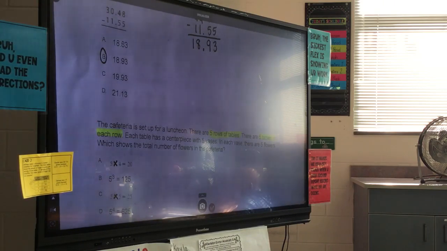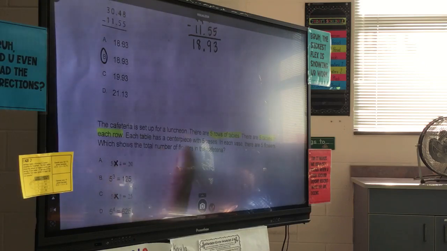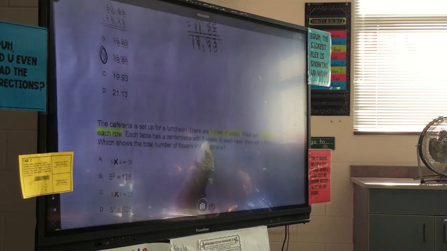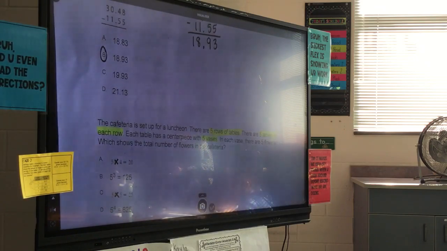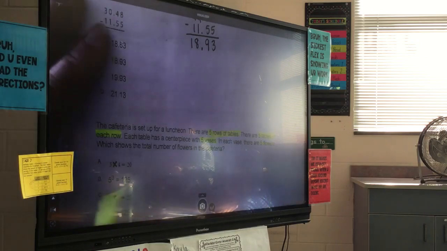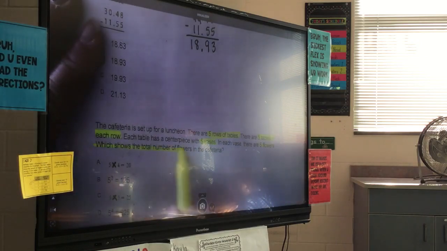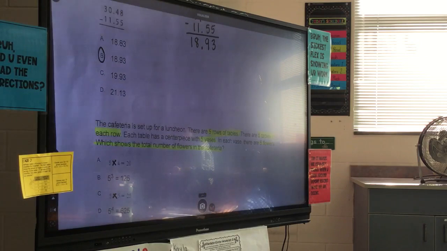What's important? The first one is the question. No, baby, we're right here. Each table has a centerpiece with 5 vases. What's important in that one? The 5 vases. Okay. 5 flowers. All right. Then it says in each vase there are 5 flowers. Your question is, what shows the total number of flowers in the cafeteria?